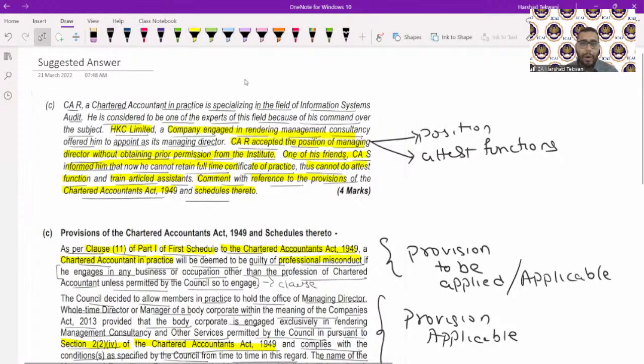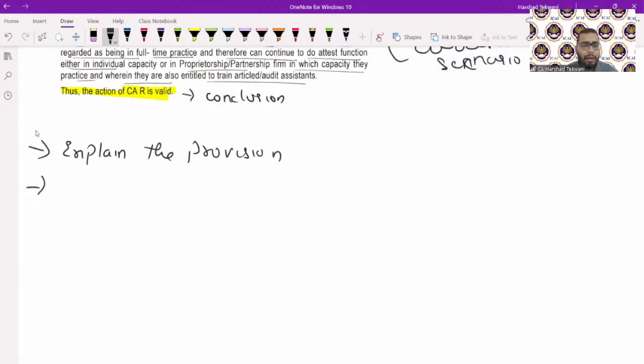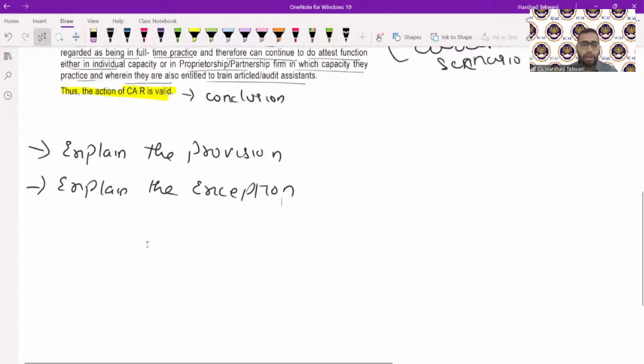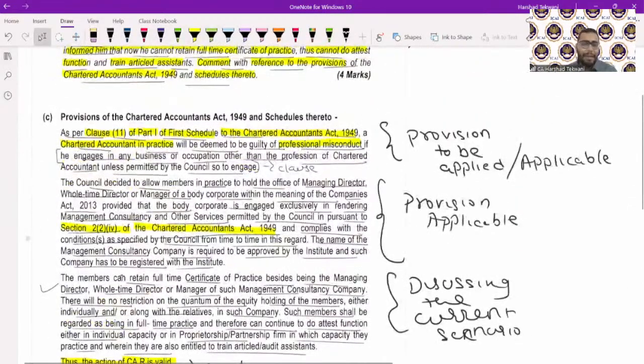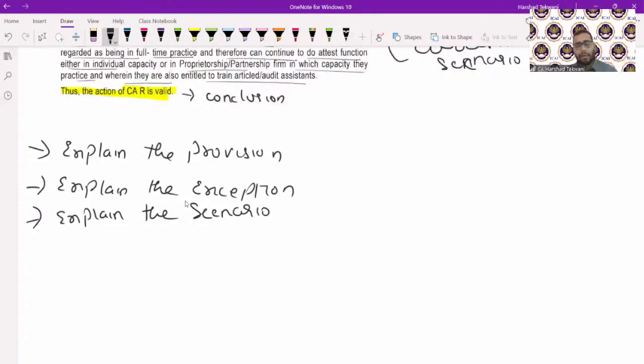Any doubt how to answer a question? First of all, let me summarize. Explain the provision, then explain the exception. In our case, it is an exception to the general provision. So clause 11 says he will be held guilty of professional misconduct, but there is an exception to this for management consultancy service. So first I explain the provision, I explain the exception, then I explain the case scenario, what the current case scenario is, and then I provide the conclusion. Okay, any doubt till now?